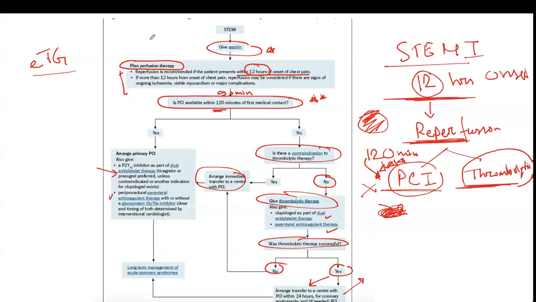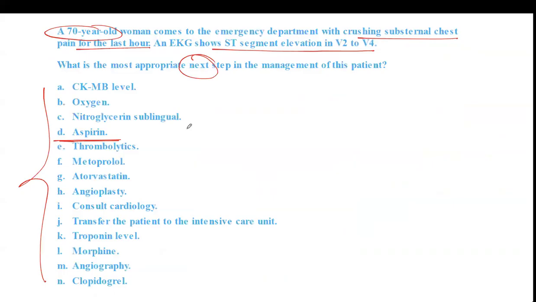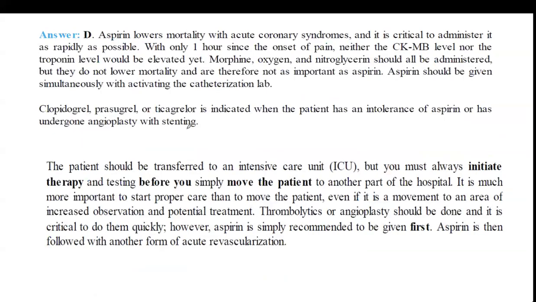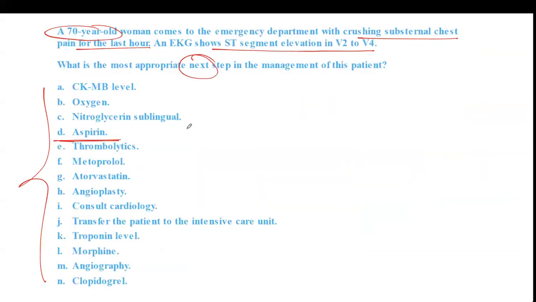This is the step-by-step approach that we are supposed to follow. You give aspirin, you plan perfusion, which means your next step will always be reperfusion or angioplasty. And then while you are planning it, while the catheter lab is getting prepared, you do all the others. You give pain relief, you give nitrate, all of the others. But when you are in the exam, this is what you are getting assessed: do you know what the next best step after aspirin is?